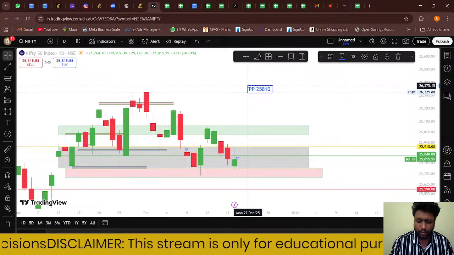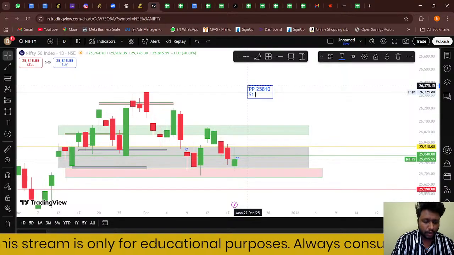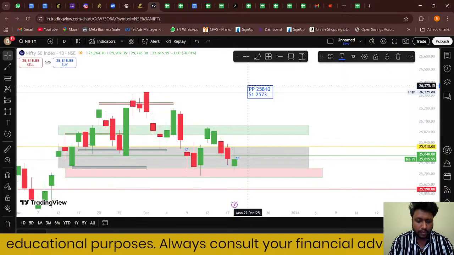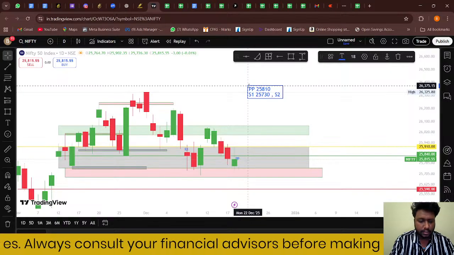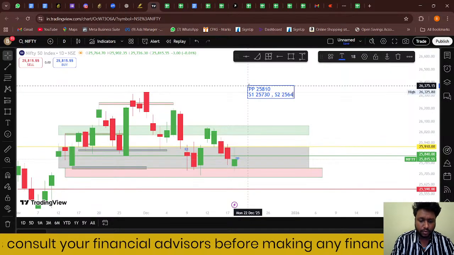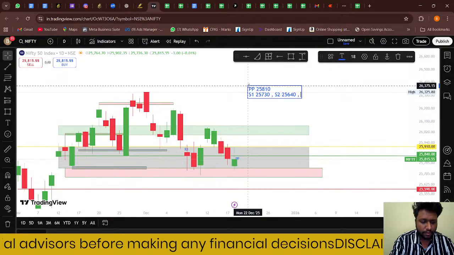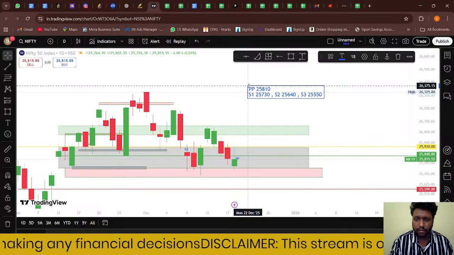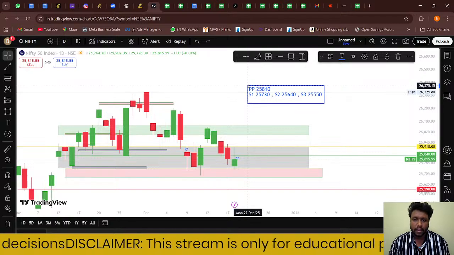With respect to the pivot line, we will plot three supports. Support 1 lies at 25,730, and support 2 is at 25,640, so almost a 90 points gap. Support 3 is at 25,550. These are the three supports with respect to previous day's high, low and close.